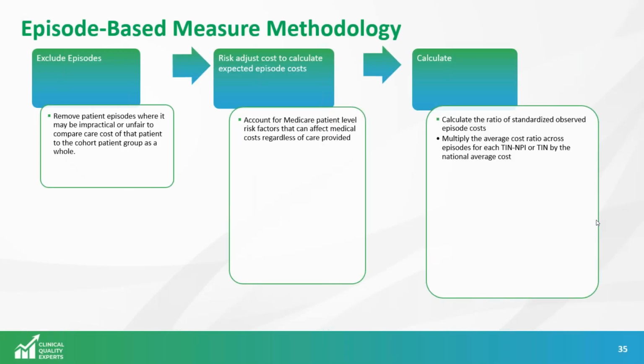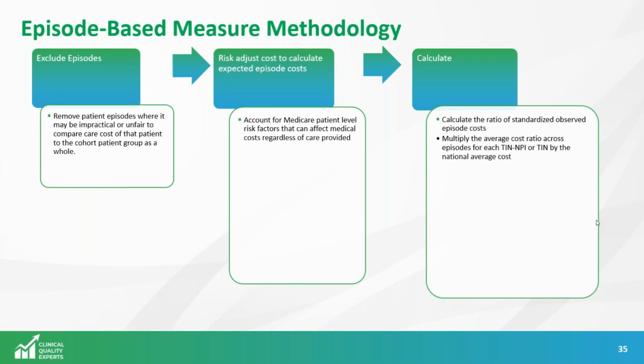All right, next up, we have exclude the episodes. So this removes unique patient groups in cases where it may be impractical or unfair to compare the cost of caring for those patients to the cost of caring for the cohort at large. Next up, we risk adjust the cost to calculate expected episode costs. And then finally, calculate the measure score.